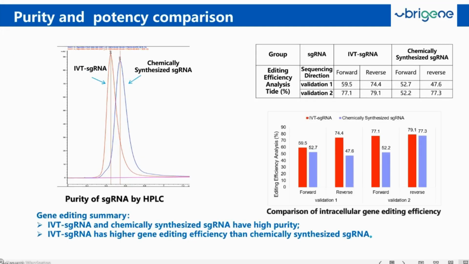We did a direct comparison of IVT versus chemically synthesized guides in our hands. While with both IVT as well as chemically synthesized guides we can achieve high purity, we find in our workflows that the IVT has higher gene editing efficiency than the chemically synthesized small guides, and that's demonstrated on the panels on the right, where we're comparing in red IVT versus the purple chemically synthesized small guides in evaluating the editing efficiency.